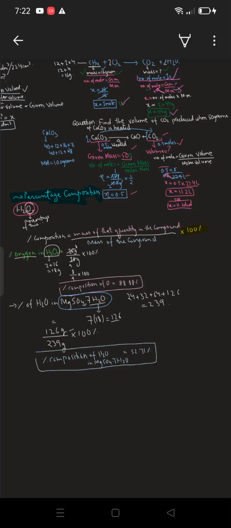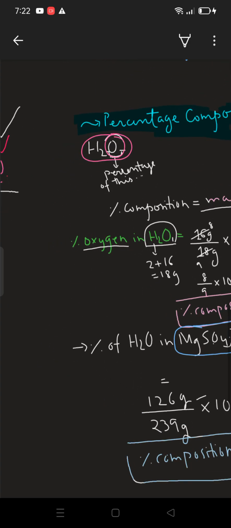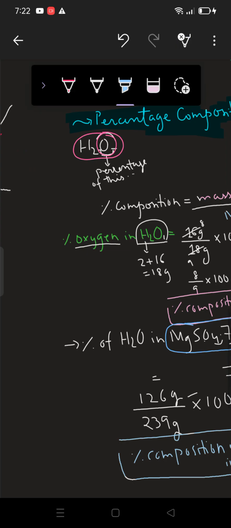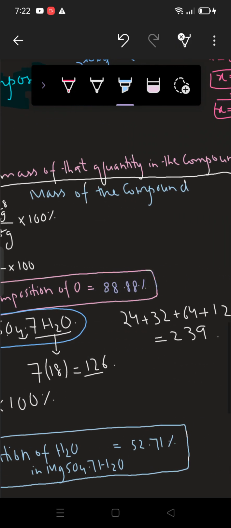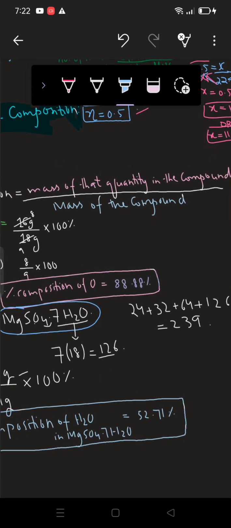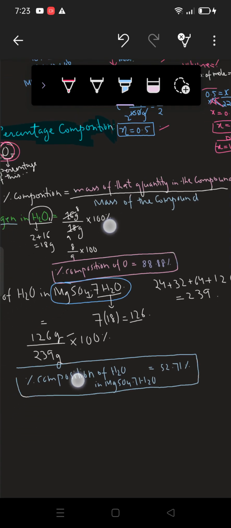Okay, so as in the last video, we discussed percentage composition and did two numericals on it. We calculated the percentage composition of the oxygen present in the water molecule, which was 88.88 percent, meaning 88.88 percent of oxygen is present in the water molecule and the rest, 11.11 percent, is hydrogen, right?